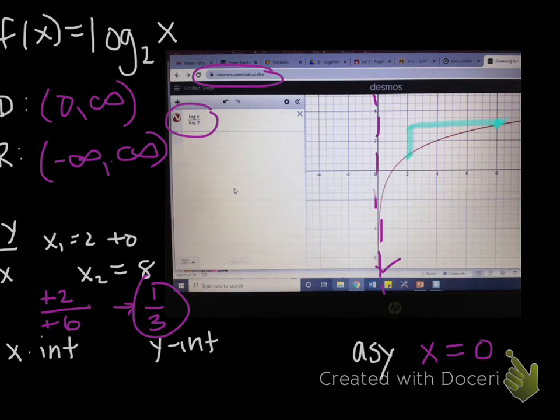My x-intercept is where the graph crosses the x-axis. This will cross the x-axis right here, which means my x value is 1, and this will never cross the y-axis, so my y-intercept is NA. There's a problem located directly below this that I would like you to try on your own. It's log base 3 of x.